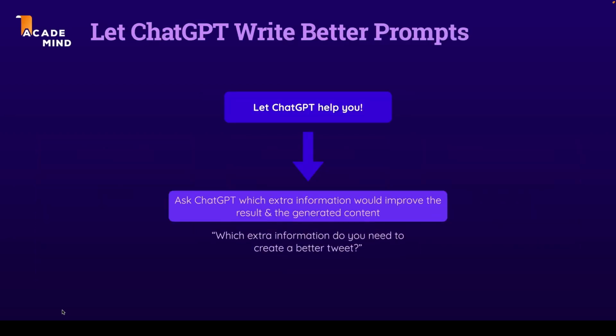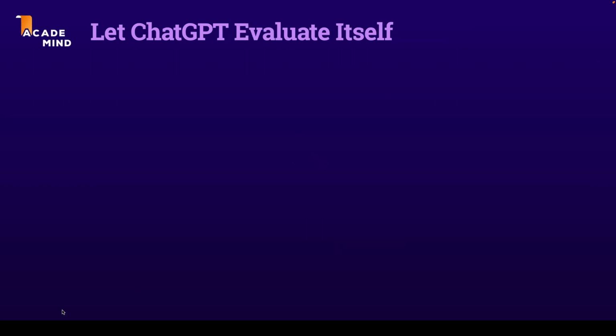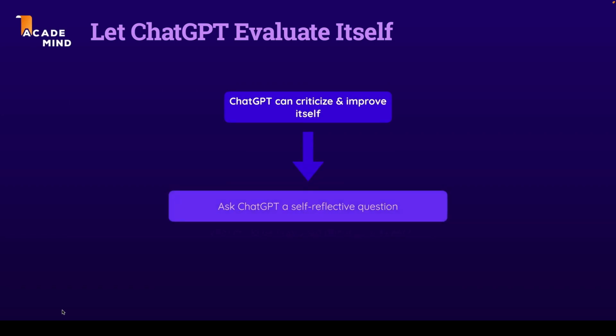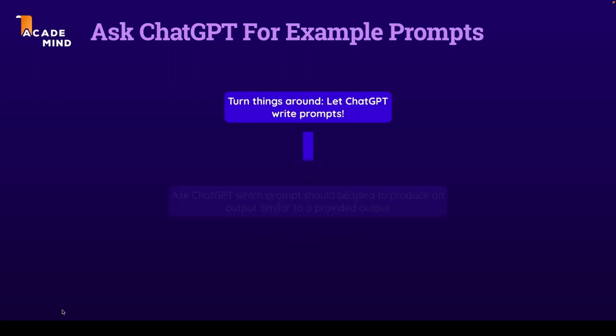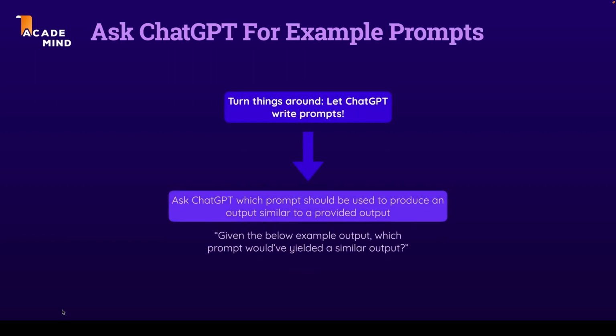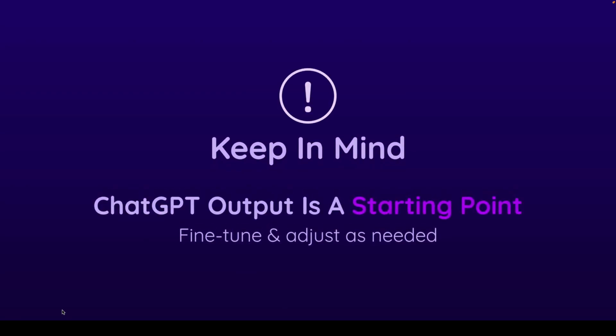And you learned that ChatGPT can help you write better prompts, not just by telling you which extra information could be added, but also by getting ChatGPT to evaluate itself, or to give you example prompts, or to even give you a list of prompting techniques you could use in addition to the techniques you learned about in this section here. Now, what's really important to keep in mind is that ChatGPT still only gives you a starting point.